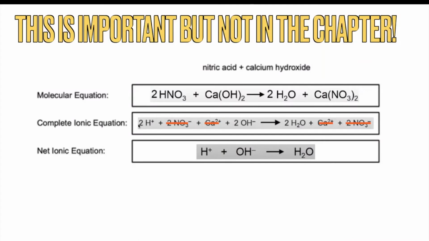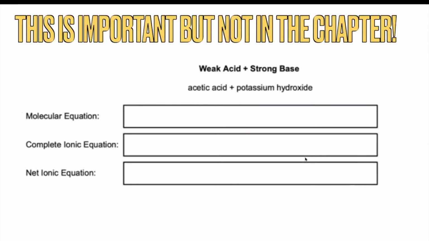A lot of times people say, can I put the 2 in front of it? It's supposed to be reduced to its lowest number. So technically, I'd want to reduce this to just H plus OH minus gives me H2O. But notice that for strong acids and strong bases, the net ionic equation is always making water. Okay. Weak acid, strong base.